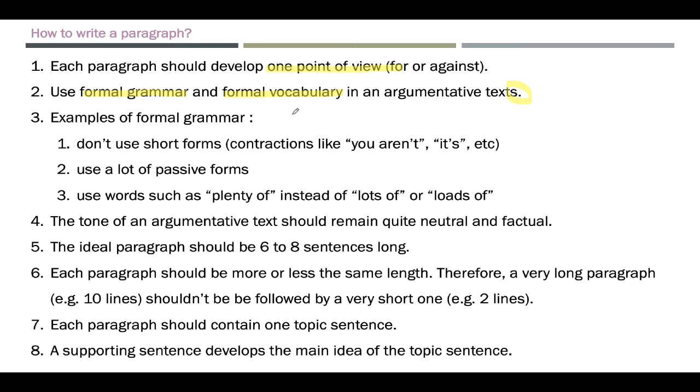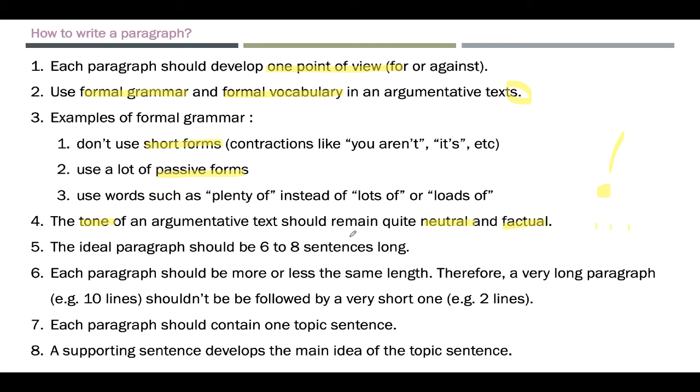Examples of formal grammar: don't use short forms. So don't use contractions like you aren't or it's. Use you are not or it is, etc. Use a lot of passive forms. As far as the vocabulary is concerned, use words such as plenty of instead of lots of or loads of, for example. The tone of an argumentative text should remain quite neutral and factual. Don't use suspension points, for example, as this leaves room for imagination, and this clearly has no place in an argumentative text. Do not use exclamation marks either, because it shows anger or surprise or joy, and you should remain neutral and factual.